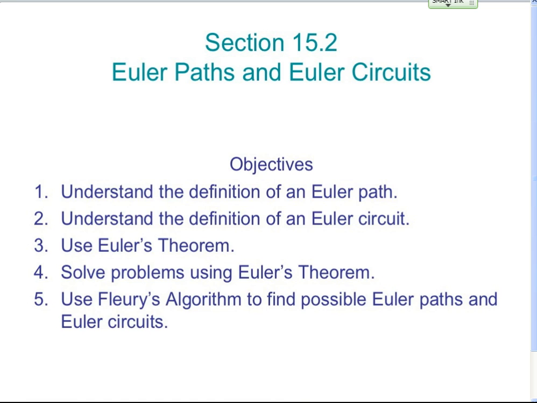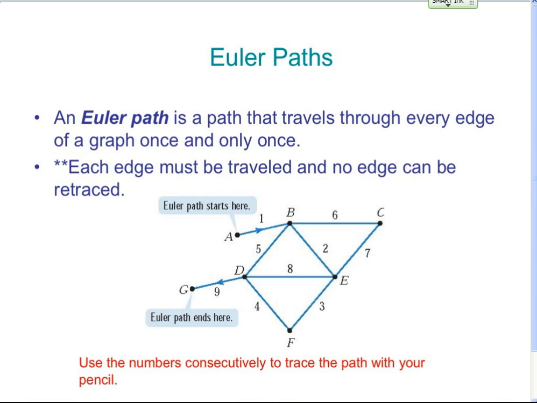This is section 15.2. We're going to be talking about Euler paths and Euler circuits. An Euler path is a path that travels through every edge of a graph once and only once. Remember the edges, those are the line segments, and the points are called vertices. Each edge must be traveled and no edge can be retraced. You can't leave any edges out, and you can't go over an edge twice or 3 times.